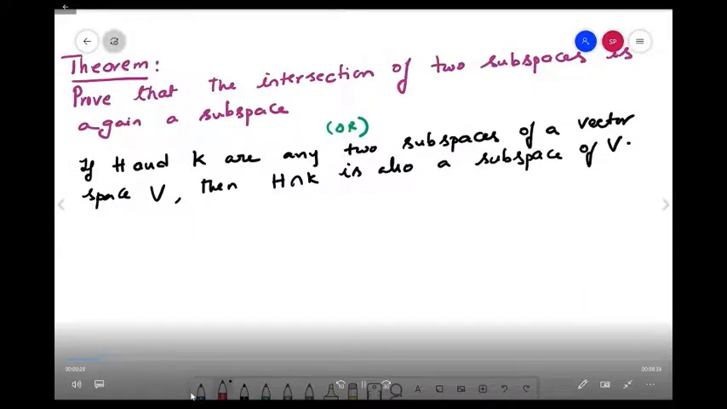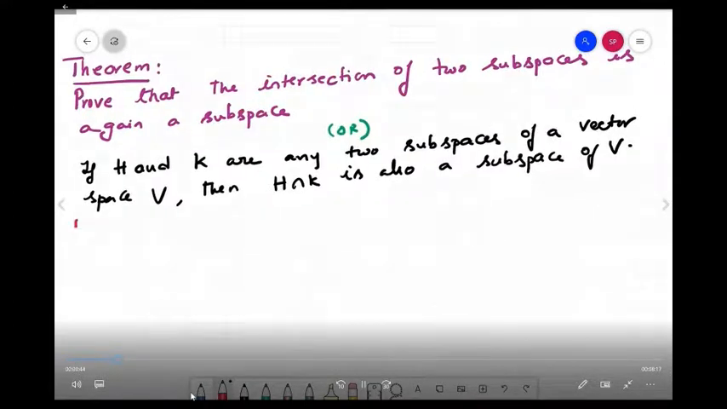We have a theorem on subspaces, that is, prove that the intersection of two subspaces is again a subspace. Or, if H and K are any two subspaces of a vector space V, then H intersection K is also a subspace of V. Let us see the proof.